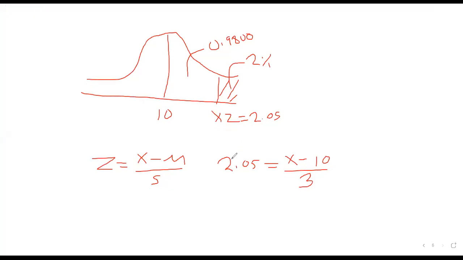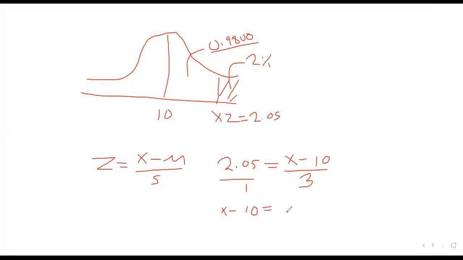So the Z, where is this 2.05 coming from? We first subtracted 2%, we remained with 98%. We read the 98% to give us a Z of 2.05. And X, we don't know. Our mean is 10. Our standard deviation is 3. And we calculate the value of X. This one by that one, we get X minus what? 10.